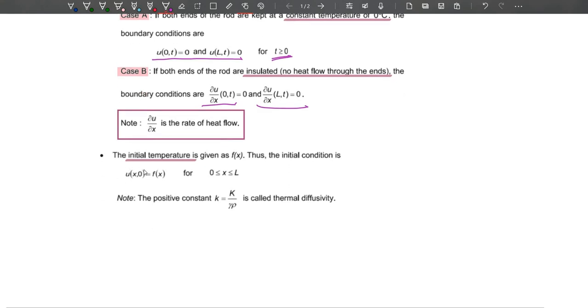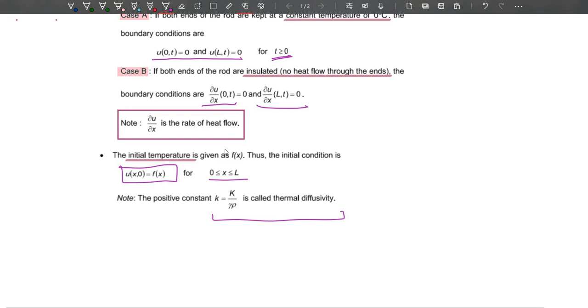The other condition is the initial temperature. The initial temperature is given as f(x), and thus the initial condition is u(x,0) = f(x) for x between 0 and L. Please note too that the positive constant k is equal to kappa over gamma rho, and this is called the thermal diffusivity.